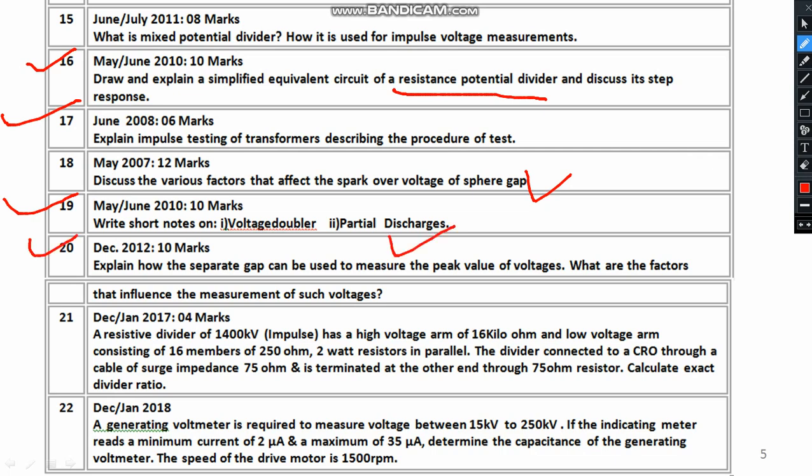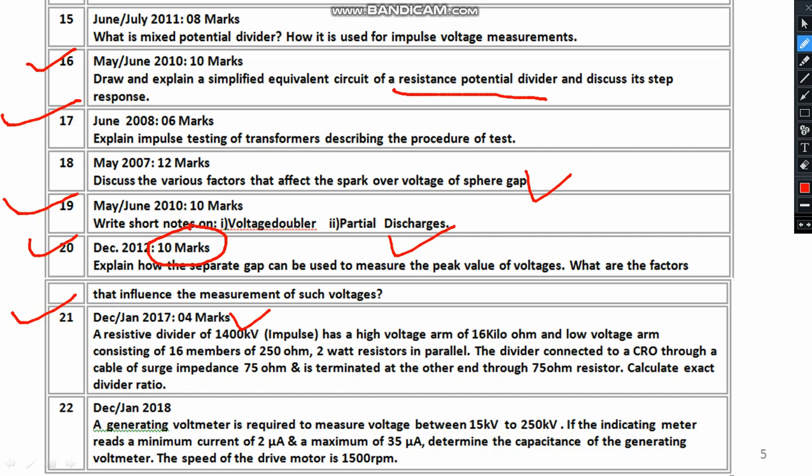What is partial discharge? I have explained in detail how the sphere gap can be used to measure the peak value of voltage, and I have explained it very clearly with a practical demonstration. Please do visit the playlist. Then the problem related to the resistive potential divider is yet to be completed. I will do that. Definitely I will complete it.